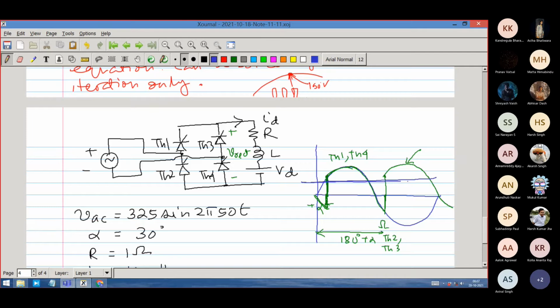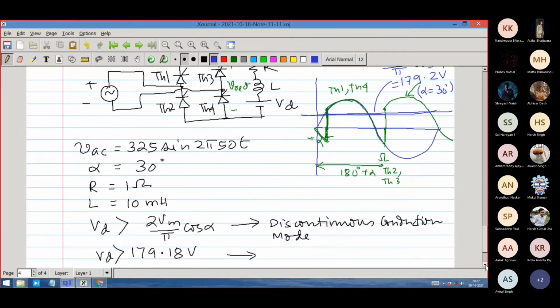And this kind of wave shape, in continuous conduction mode, if we calculate the average value of the waveform, I know that it is 2 Vm by pi into cos alpha. For an angle alpha, it must therefore be equal to 179 volts for alpha equal to 30 degrees. So in continuous conduction mode, you can never get more voltage than that. You can never get, right?